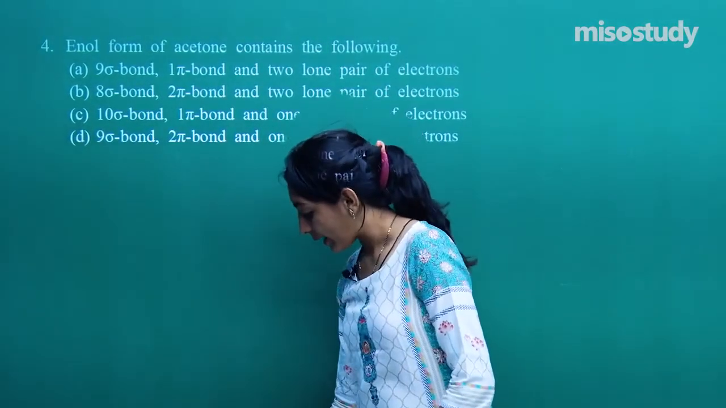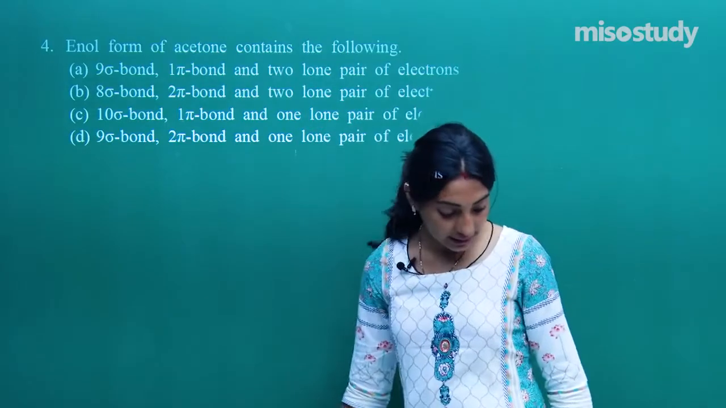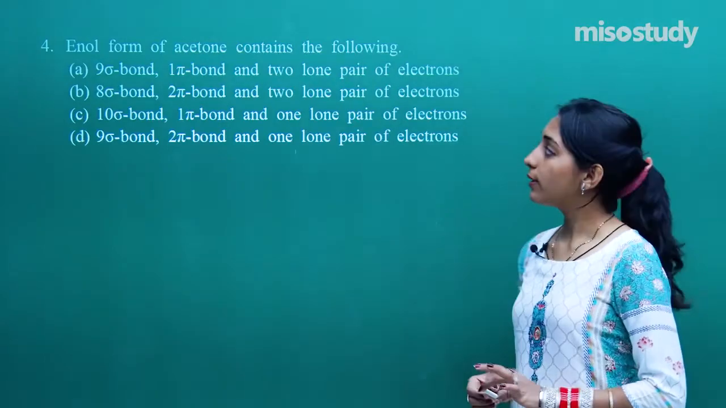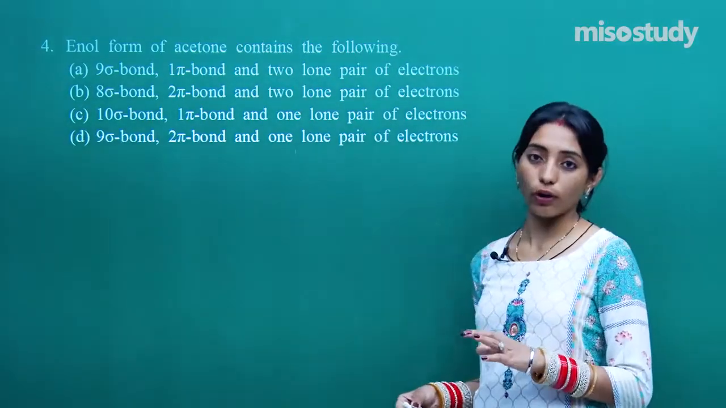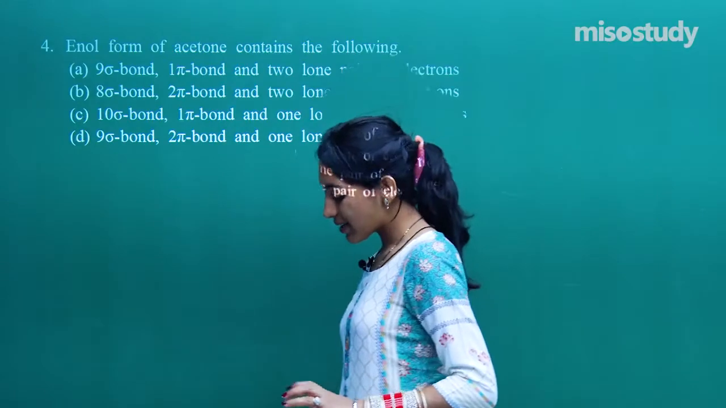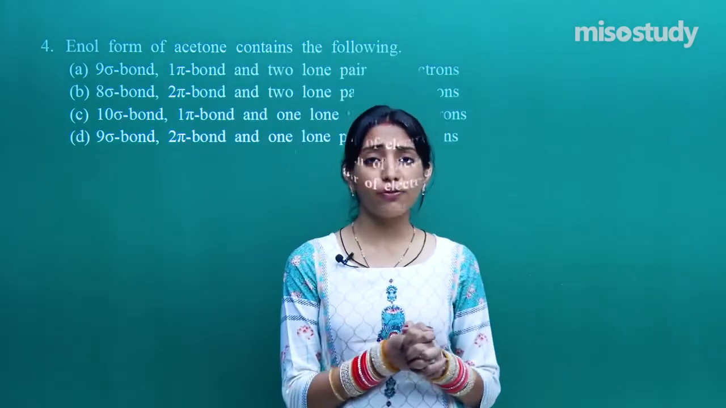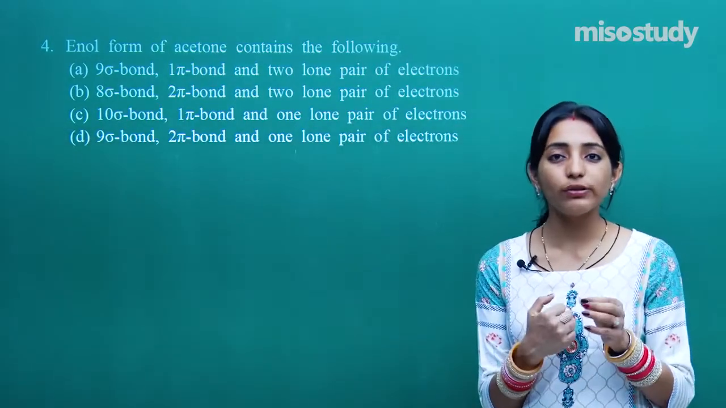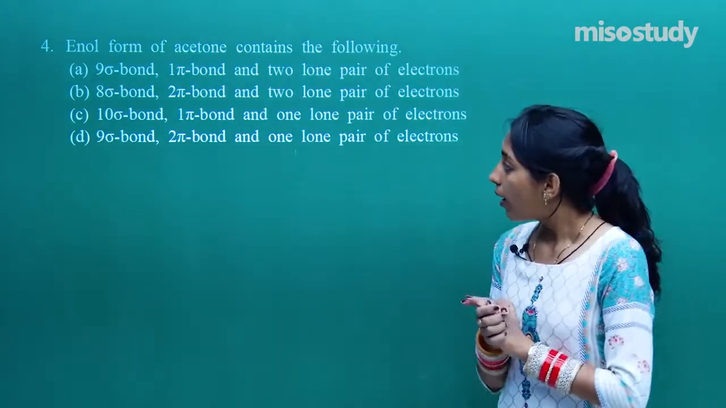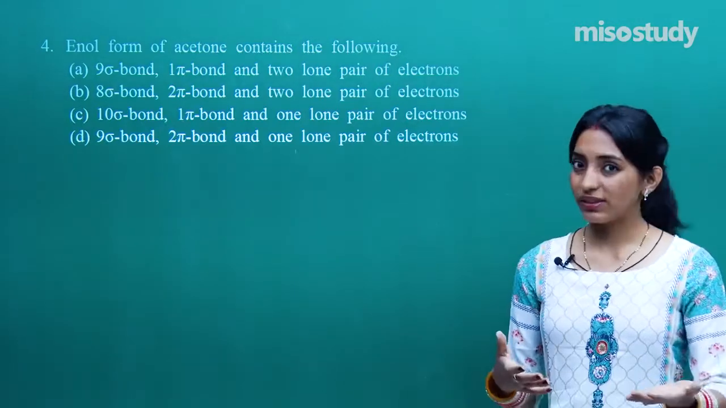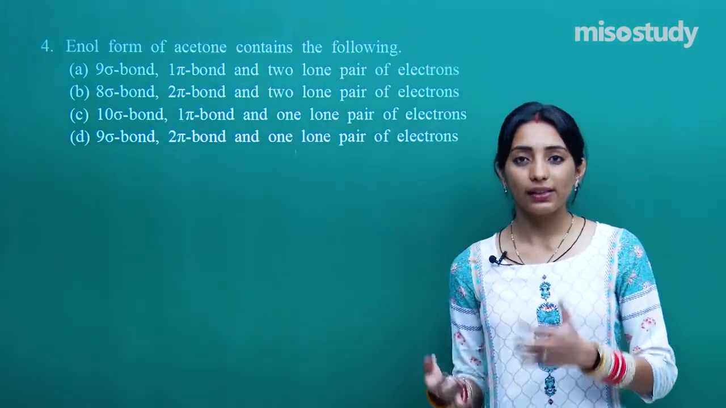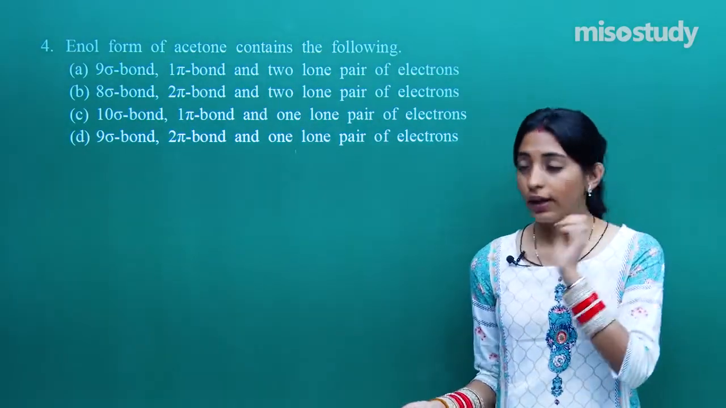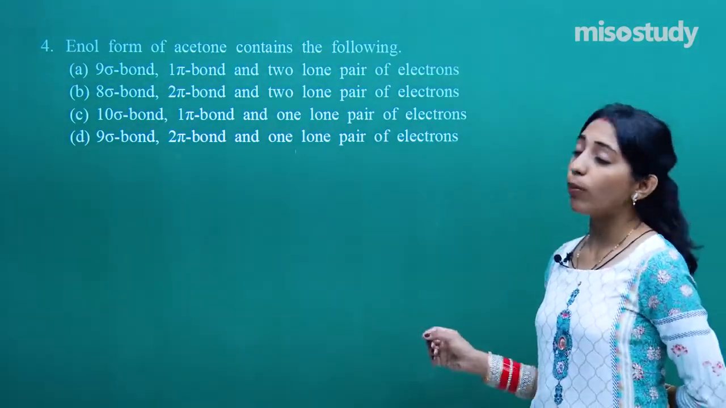Okay, and now our question number 4 simply says that the enol form of acetone contains the following. Now this, guys, this particular question should have been asked in organic chemistry, but since I wanted to tell you something about the pi bond and about sigma bond, since we have discussed this particular topic in this chapter, I have decided to do this question for you here itself. So we have to talk about the enol form of acetone.